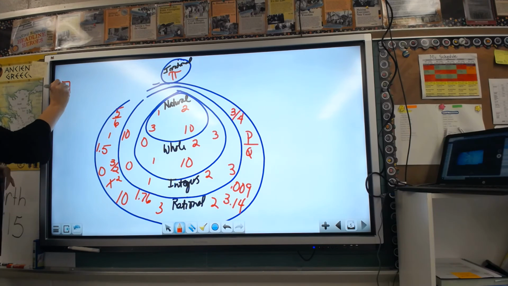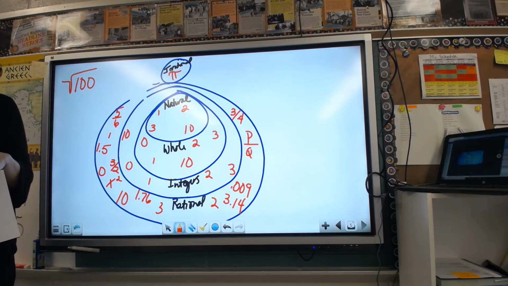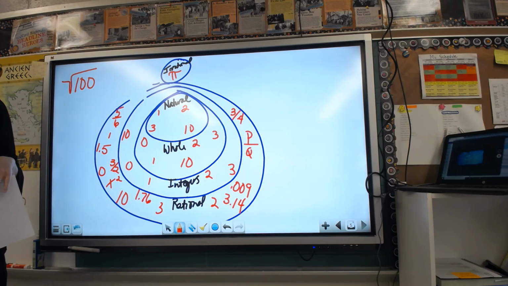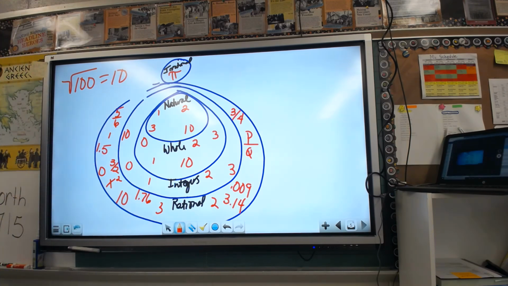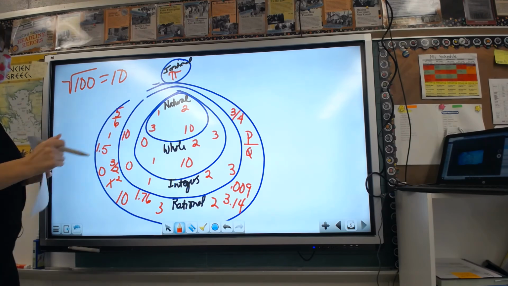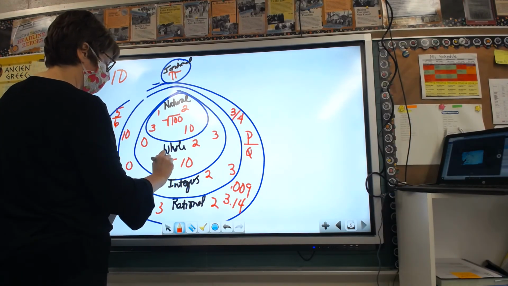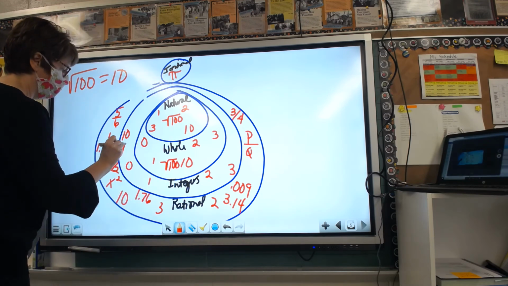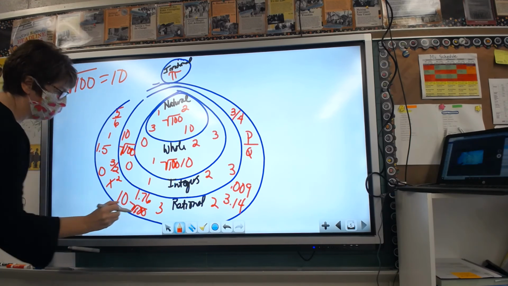Square root of 100. Can you take the square root of 100? What is it? Somebody said it. I just heard it. 10. So 10, where does that go? Is 10 a natural number? Well, yeah, look, it's already in there. So the square root of 100 is a natural number. It is a whole number. It is an integer. And the square root of 100 is rational.